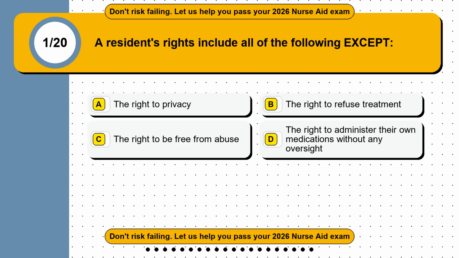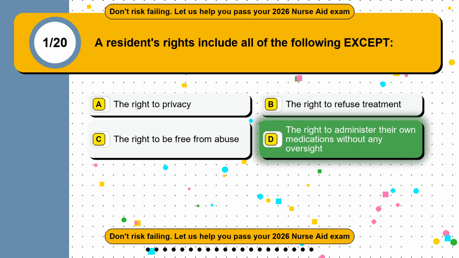Question 1. A resident's rights include all of the following except: Option A, the right to privacy. Option B, the right to refuse treatment. Option C, the right to be free from abuse. Option D, the right to administer their own medications without any oversight. The correct answer is option D, the right to administer their own medications without any oversight.